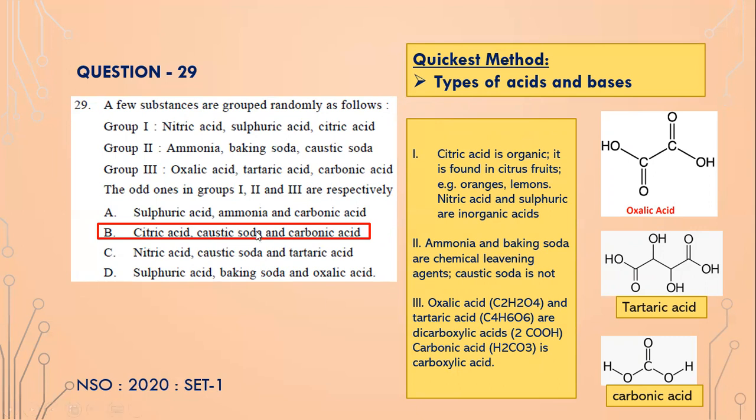Oxalic acid, tartaric acid, and carbonic acid. So what is the odd one out? Carbonic acid, because it is not a carboxylic acid with two COOH groups, whereas oxalic acid and tartaric acid have got two groups of COOH, isn't it? They're dicarboxylic acids. Oxalic and tartaric are dicarboxylic acids.